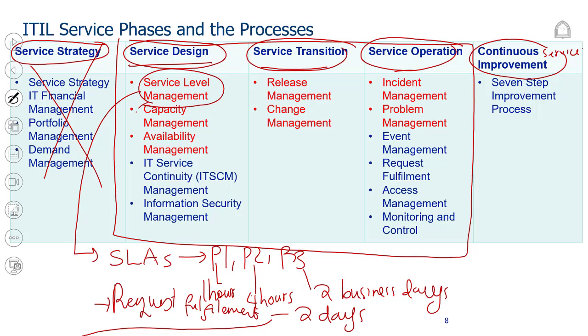Capacity management. This is to make sure that whatever IT assets we are having, we don't have so much of it that we are wasting them, but we also don't have too little. A good example is my storage. I don't want to run out of storage, but I also don't want to have too much storage that I'm actually wasting.